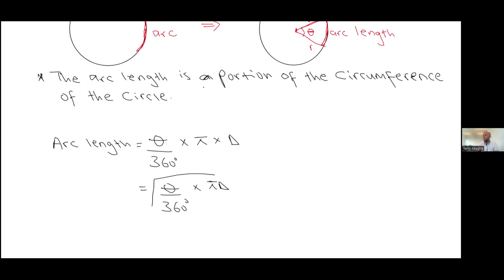Okay, so theta over 360 times pi d. Now, in some cases, like we saw in the previous video, you might be given the radius and you might not be given the diameter. And I told you in the previous video that the diameter is the same thing as 2 of the radius. So 2 radii make 1 diameter, all right? When you get a diameter, you divide it by 2, it will give you the radius, or 2 radii together will give you the diameter.